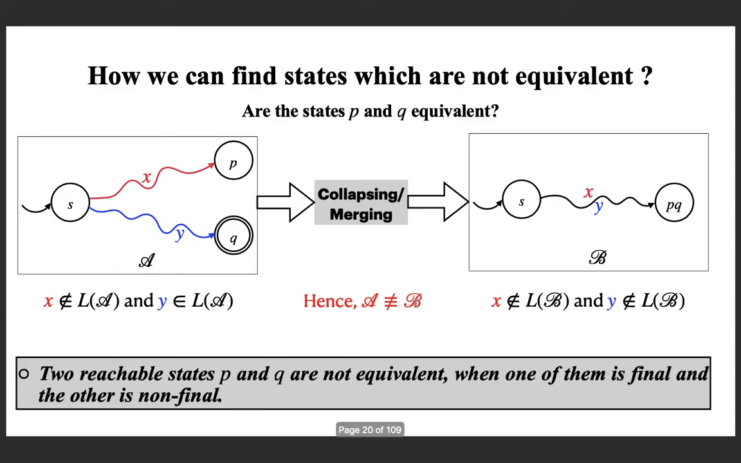So we can observe that two reachable states P and Q, reachable meaning P and Q are reachable from the start state, are not equivalent when one of them is final and the other one is non-final. It doesn't matter which one is final and which one is non-final. If one of them is final and the other one is non-final, then you can say that the pair of states is non-equivalent. So that is the first point. Remember it for the algorithm. When two reachable states, one of them is final and the other one is non-final, then they cannot be equivalent.